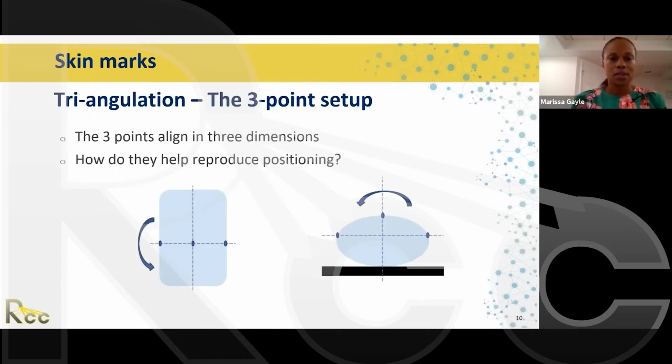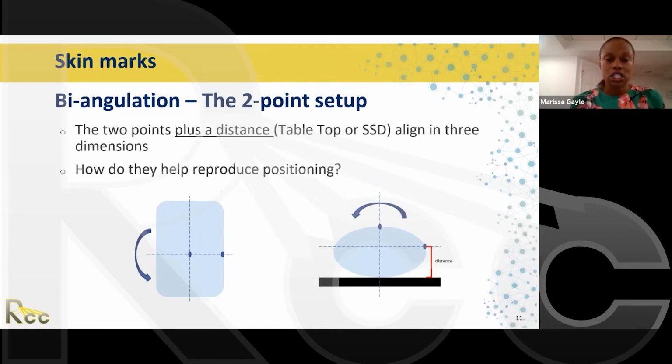Again, this is a slide that talks about triangulation, a 3-point setup. And we can see from the slide where the 3 points are. You would have a mark on the laterals, right and left lateral, and then you would have a mark midline. And then it would ensure that the patient is definitely level and straight. I also like to give, like I said, a superior mark and an inferior mark just to ensure that the patient is straight. Biangulation, as stated before, is a 2-point setup.